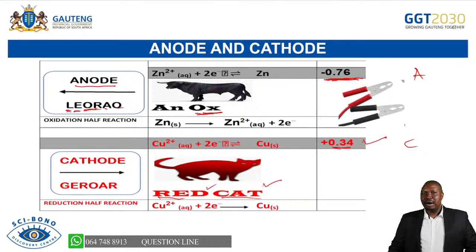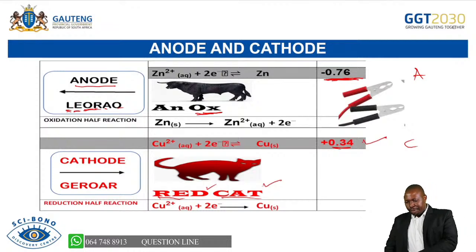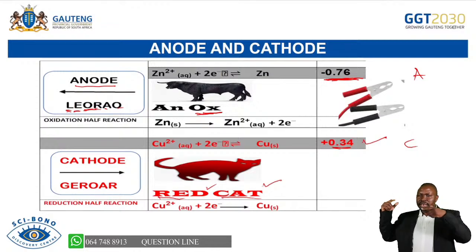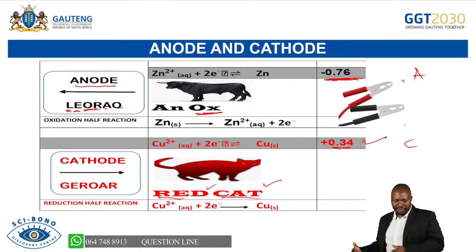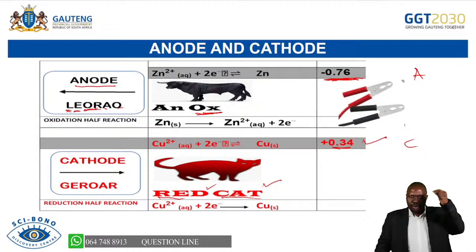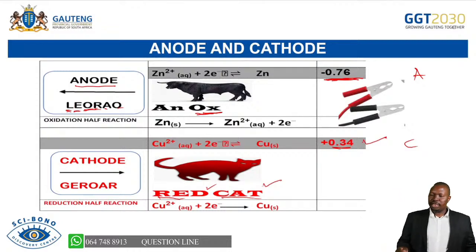And then I just used those clips that we have for power to show you that we have a positive. Remember, red is positive. So the positive one is your cathode. You know that the positive one is my cathode, and cathode is positive and it's red. So it helps you to remember that the red one is the cathode and it is positive. And you can see there minus 0.76, compared with positive 0.34. So the positive one, that is your reduction, is your cathode.